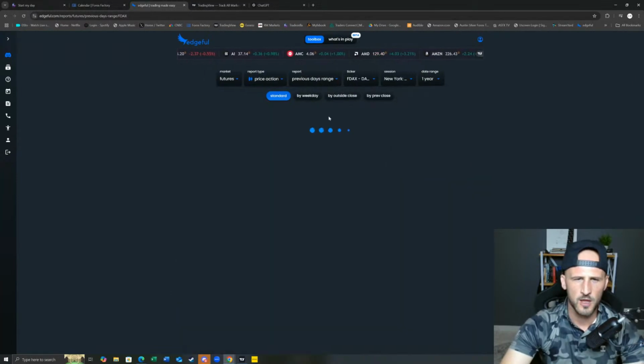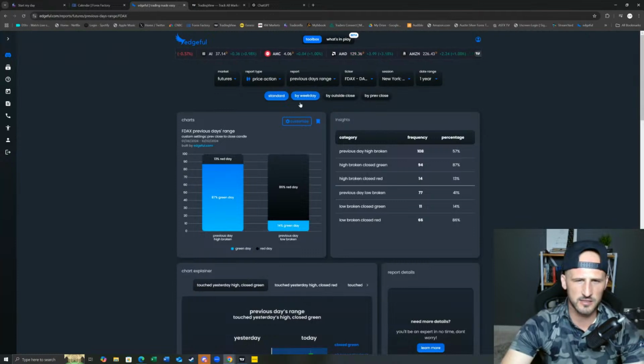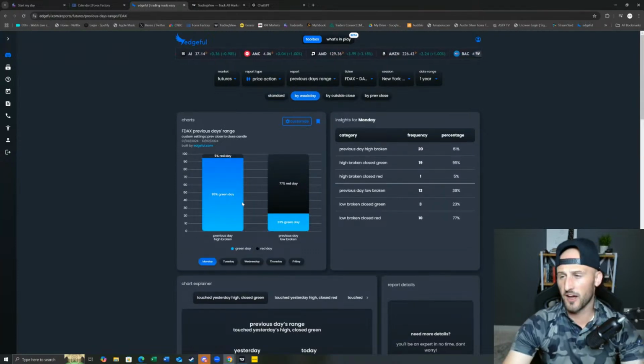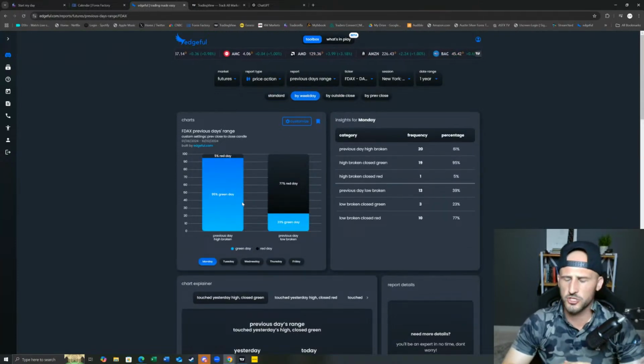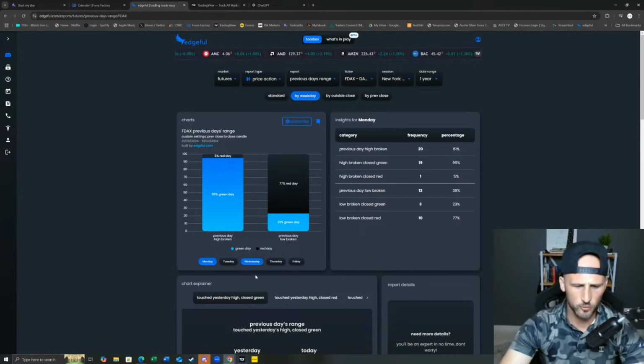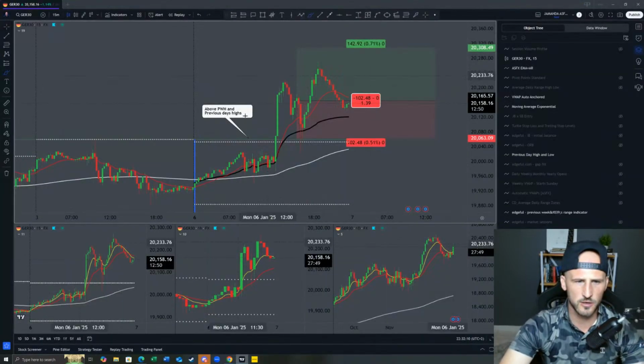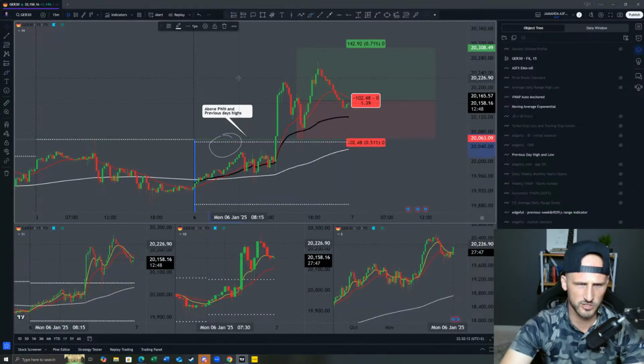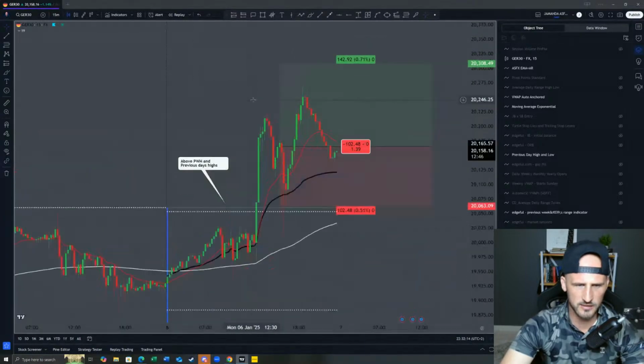In the last year, when we've taken out the previous day's highs on a Monday, 95% of the time we actually close as a bullish closing day. Now, how can we use that? Well, obviously, we took out the highs over here, this white dotted line coming across my screen here. We took out the highs.